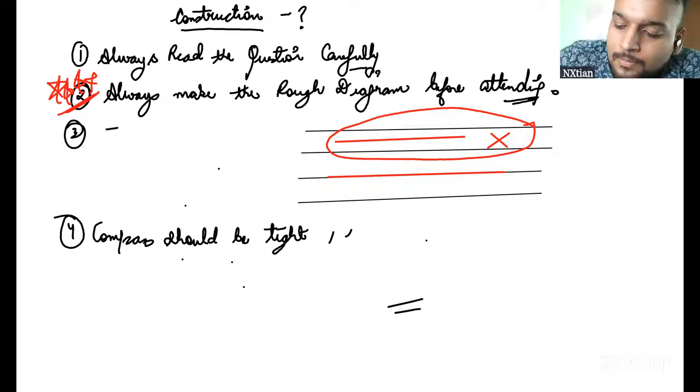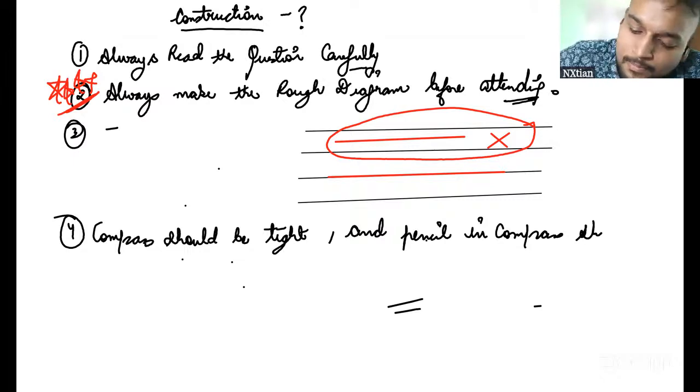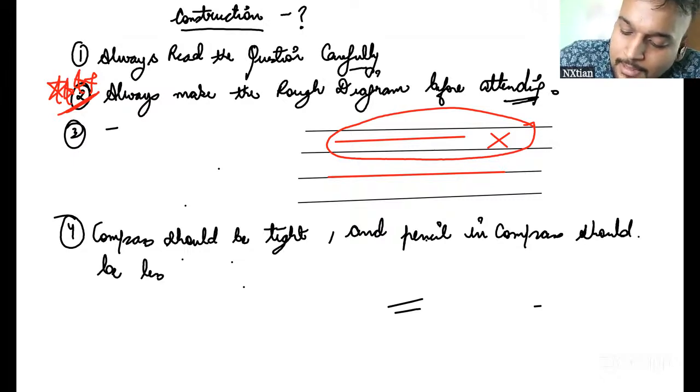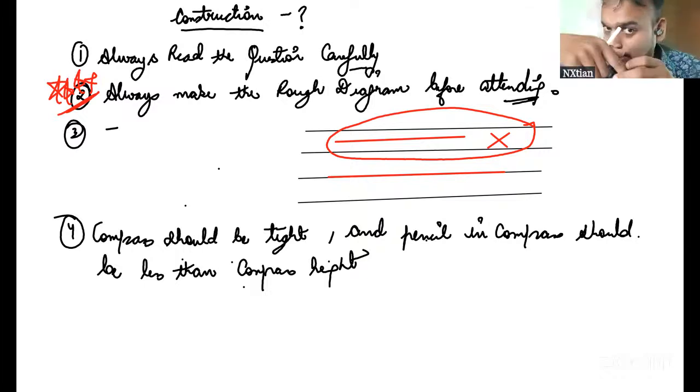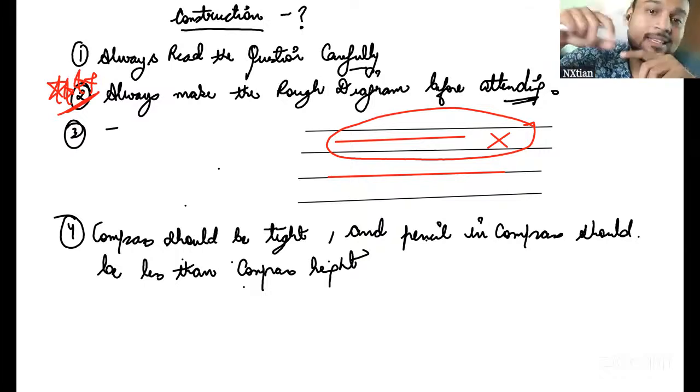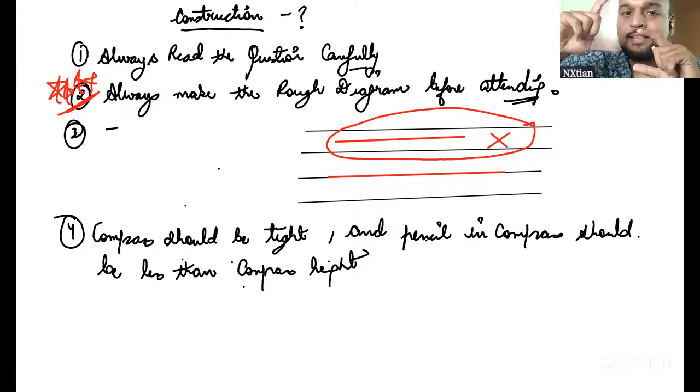And the pencil in the compass should be less than the compass height. So what does this mean? This means that when you're inserting a pencil in the compass, the pencil height should be less than the height of the compass. It doesn't mean that you're using a new pencil in the compass. No, it's wrong. Why is it wrong? Because it also creates some error. So handle with care. Your pencil height should be less than the compass height.